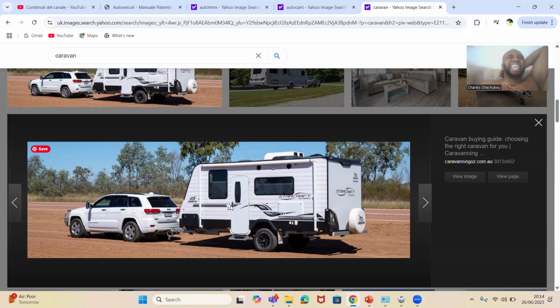What do you mean by trainare? Trainare means to pull. An auto vettura pulling a caravan, because this is an autovettura. Or you can say a motrice pulling a caravan. But only this guy alone is called a caravan.